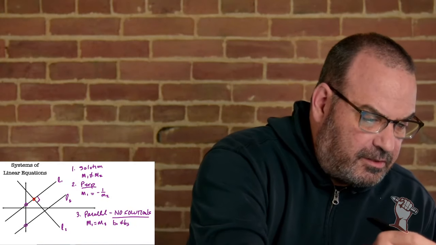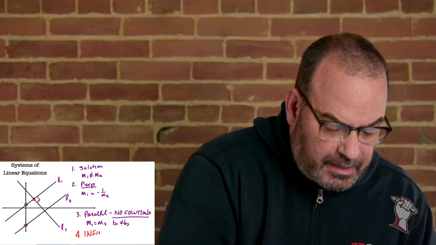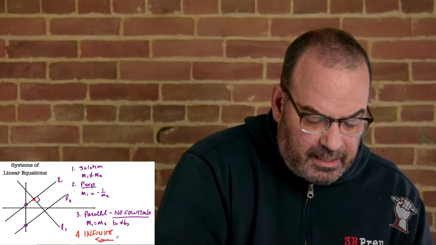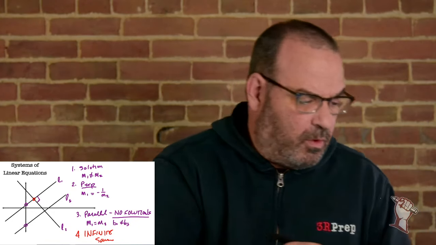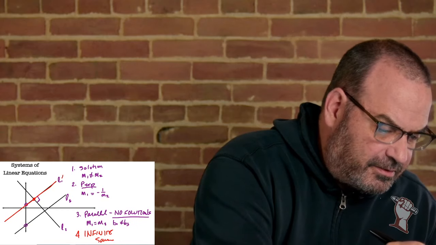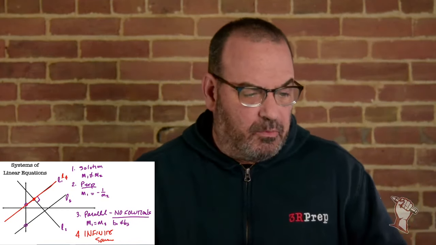And lastly, we have infinite solutions. Infinite solutions are the same line. They have the same slope and the same y-intercept, and that is just one line right on top of another. So line 4 and line 1 have the same slope and the same y-intercept.